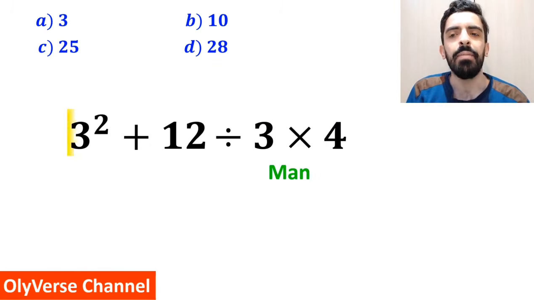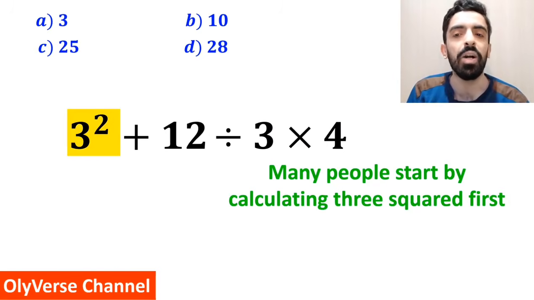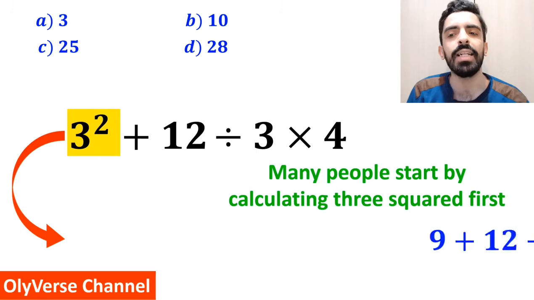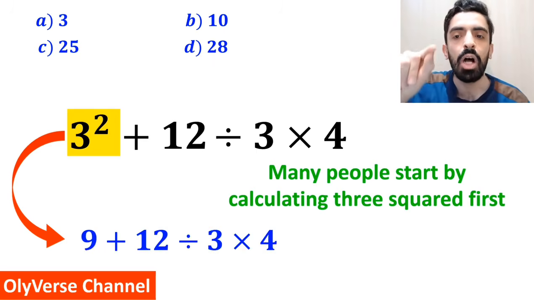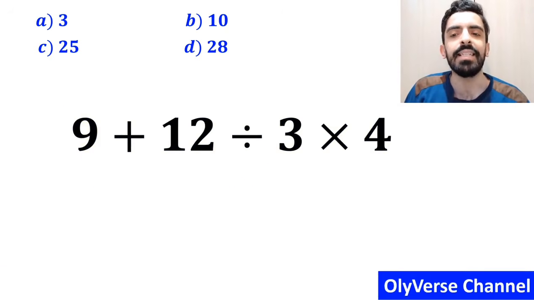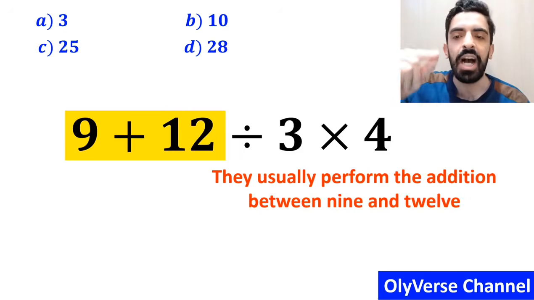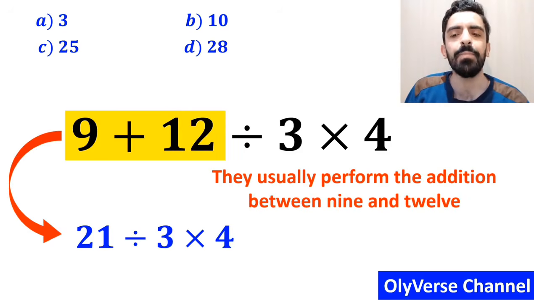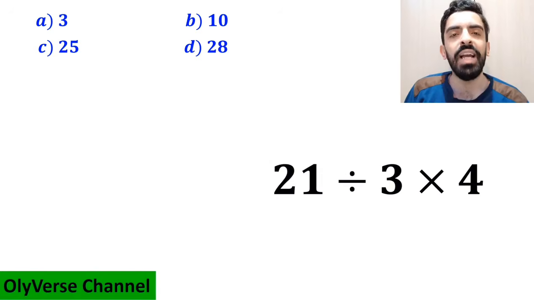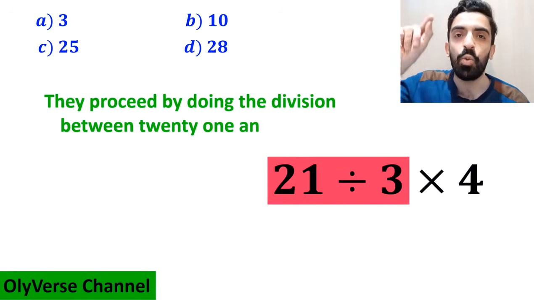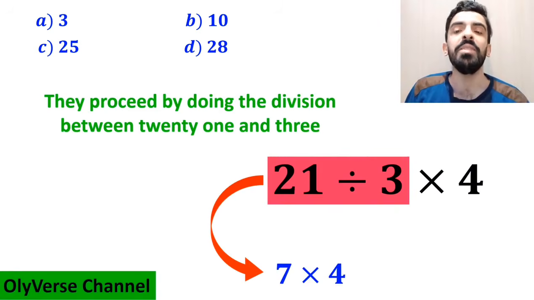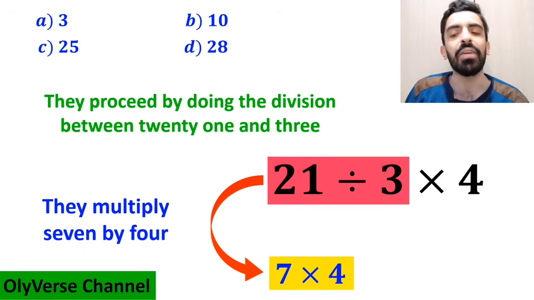To solve this question, many people start by calculating 3 squared first, and instead of the original expression, they rewrite it as 9 plus 12 divided by 3 multiplied by 4. In the next step, they usually perform the addition between 9 and 12 and simplify this expression to 21 divided by 3 multiplied by 4. Then they proceed by doing the division between 21 and 3, which gives them 7 multiplied by 4. And finally, they multiply 7 by 4, which ends up with the answer 28.